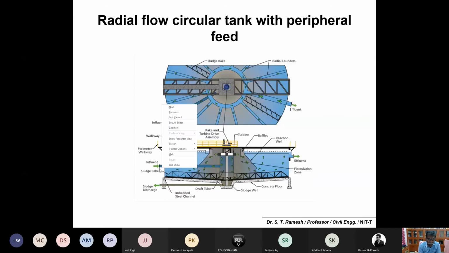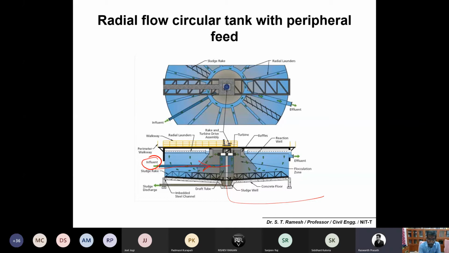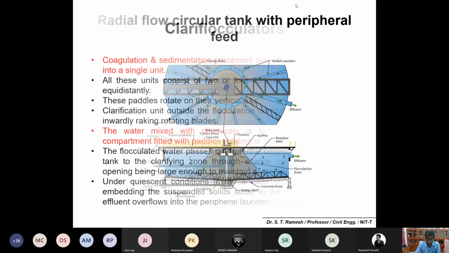So now you can see. The last one we saw was like this, and now this is water entering a tank in peripheral mode. We can see that the influent is here. Is it okay? Okay, so this is the circular tank with the peripheral feed.